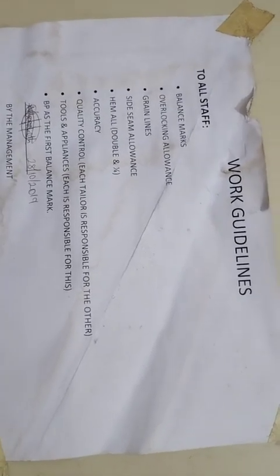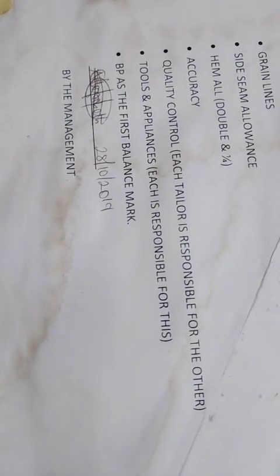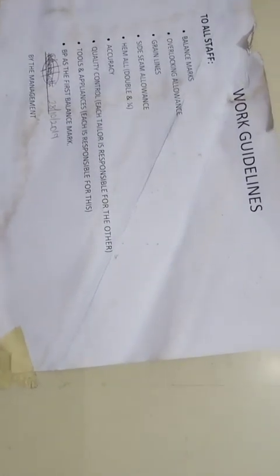This is our work guidelines. You know, I spoke about balance mark. That's the first one. The overlocking allowance, green line, side seams, and all of that. This was pasted 2019. Hey guys, we need to change this. It's dusty, but at least people can still read. So this is another thing you need to know. Putting structure in your business of fashion.